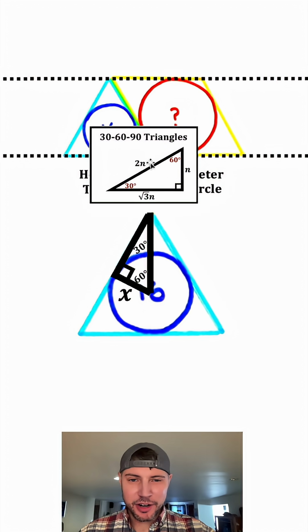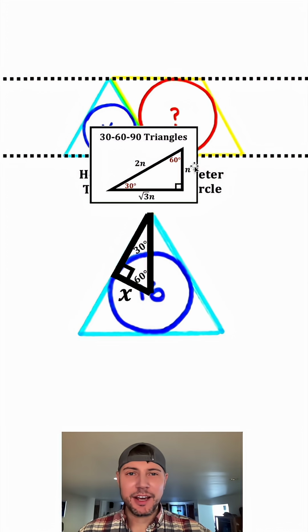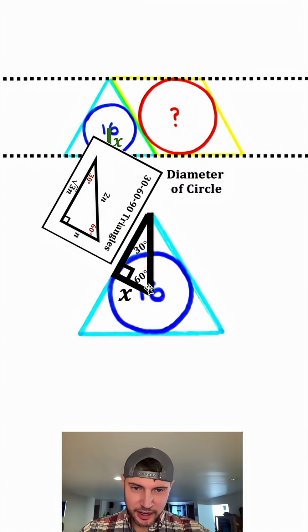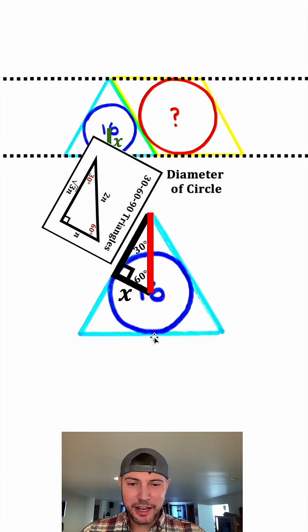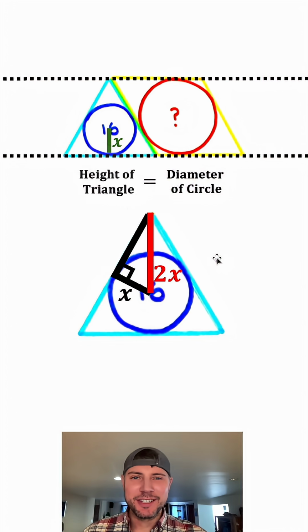And 30, 60, 90 triangles always have this relationship. The hypotenuse is always double the shortest side. And let's rotate this. Let's highlight this side right here. This is the hypotenuse and the x is the shortest side. So the hypotenuse should be double the length of the shortest side, or in other words, 2x. And now we're done with the 30, 60, 90 notes.